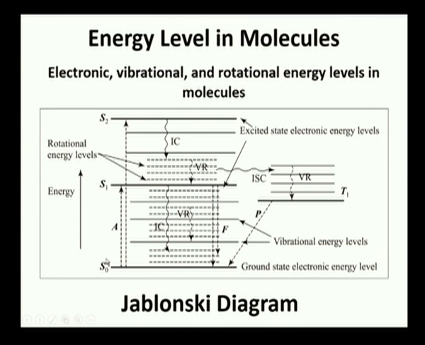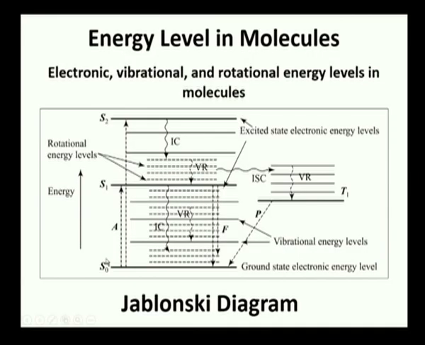In the last lecture, I told you that the electronic energy levels are greater than the vibrational energy levels, which are again greater than the rotational energy levels. So, now in this Jablonski diagram you can see the electronic energy levels are greater than the vibrational energy levels, and the vibrational energy levels are again greater than the rotational energy levels. So, in this diagram you have seen the singlet ground state and excited singlet states.